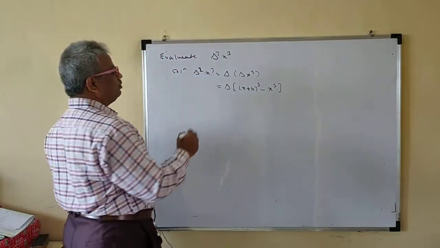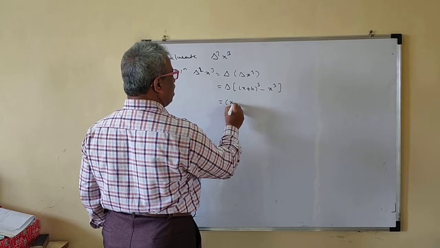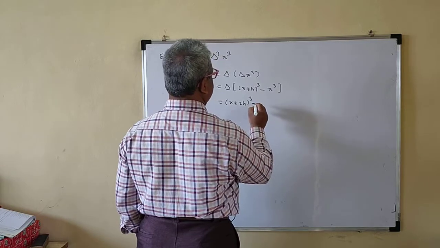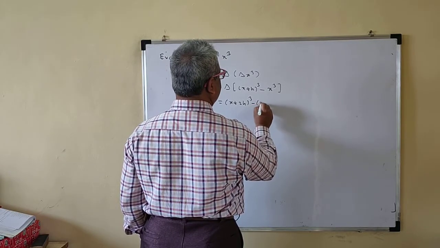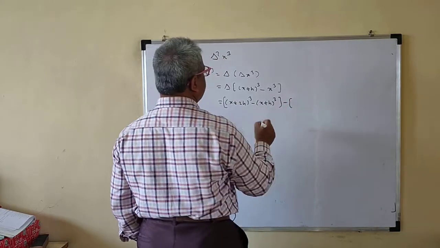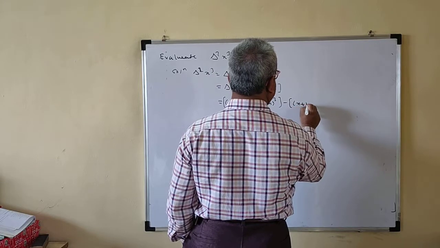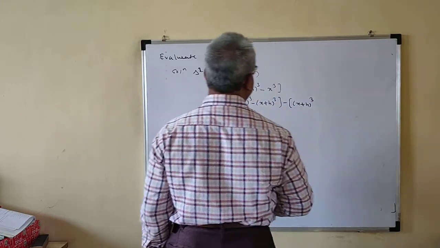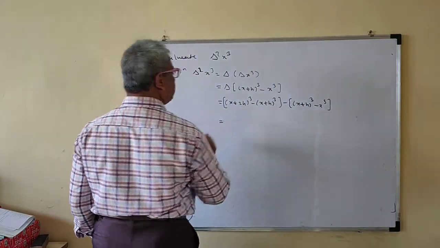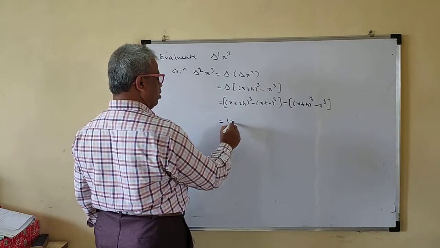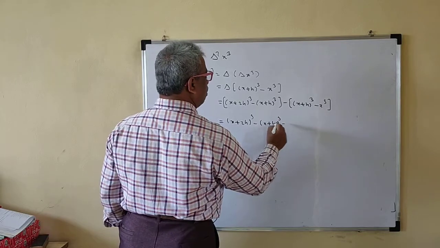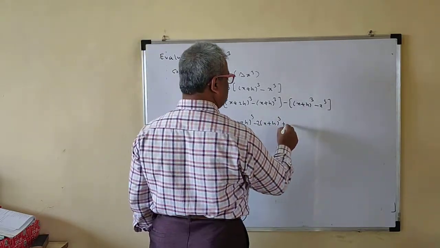Now operate this. So this is x plus twice h cube minus x plus h cube, this will be as it is now. So this is x plus h cube minus x cube. So this is x plus twice h cube minus 2 times x plus h cube, plus x cube.